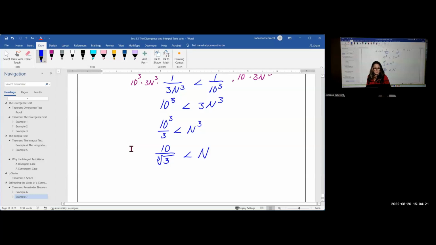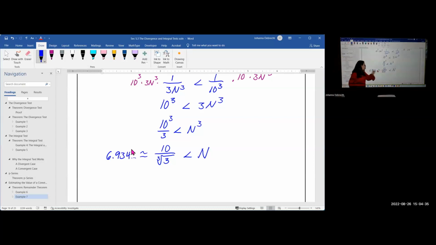It turns out that 10 divided by the cube root of 3 is about 6.934, and it keeps going. It is, of course, an irrational number because of the radical. And so we want our subscript, which has to be a positive integer value, to be larger than that. Now, to guarantee that the error is going to be less than 10 to the negative 3, I need to choose some value that's larger than this. The smallest such value that I can choose is N equals 7.